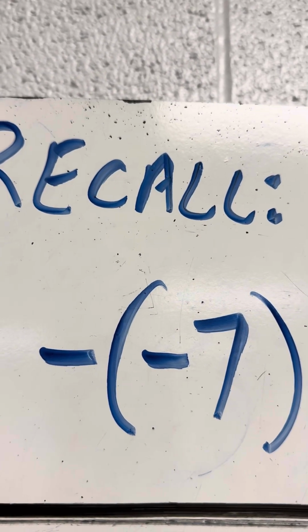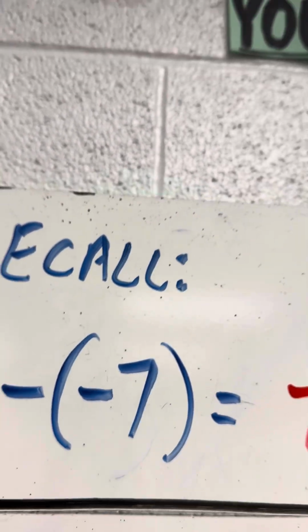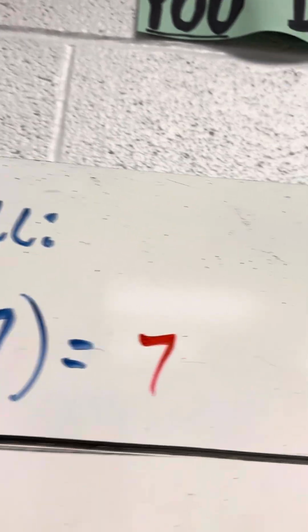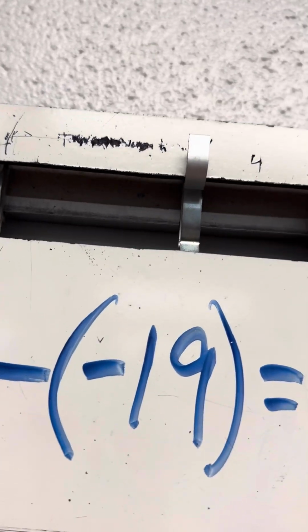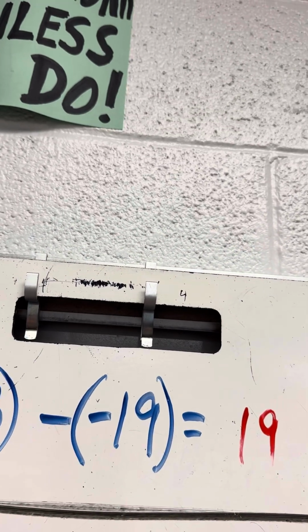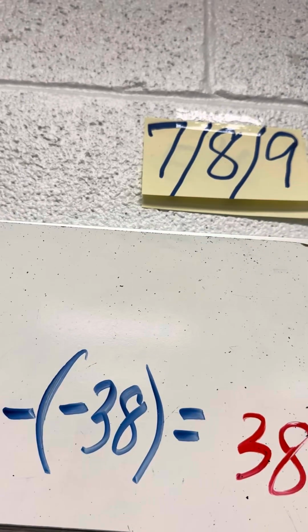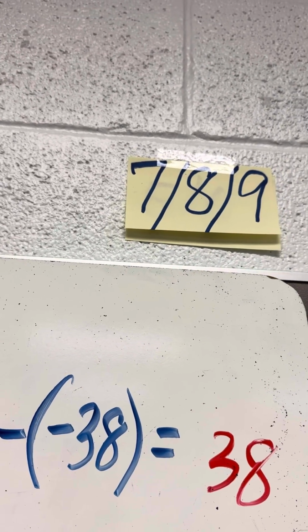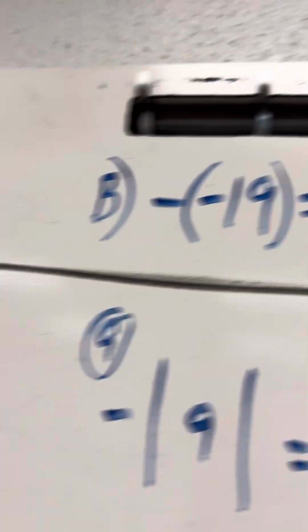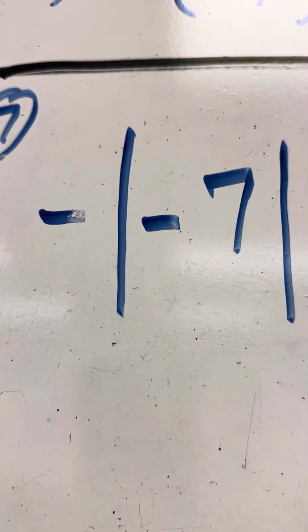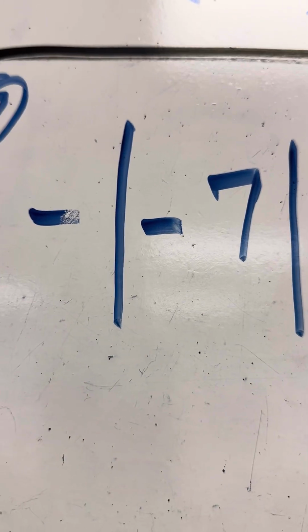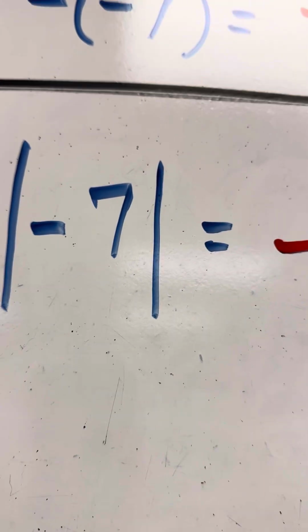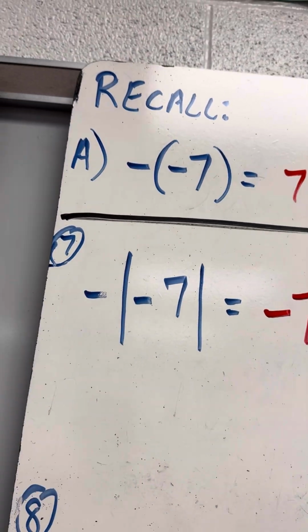Now, recall that the opposite of -7 is 7. Opposite of -19 is 19. Opposite of -38 is 38, okay? With that in mind, now, the absolute value of -7 is +7. You do that first, then you take the negative, which makes -7, okay?